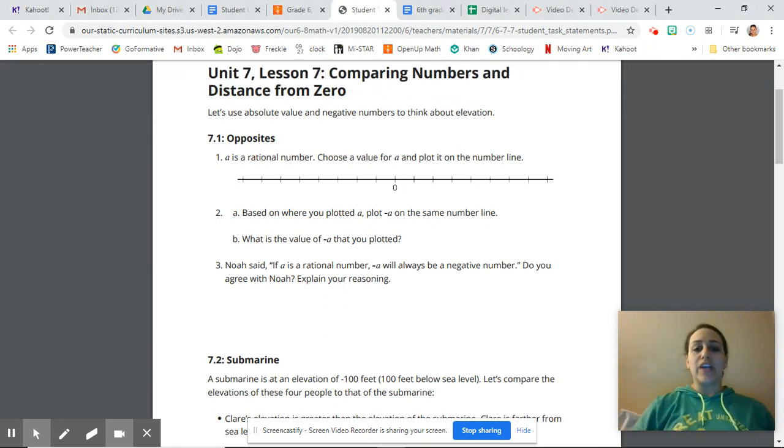All right, today we're looking at comparing numbers and distances from 0. So we're going to use absolute value and negative numbers to think about elevation. This is definitely going to be similar to lesson 6 that I recorded a few minutes ago.